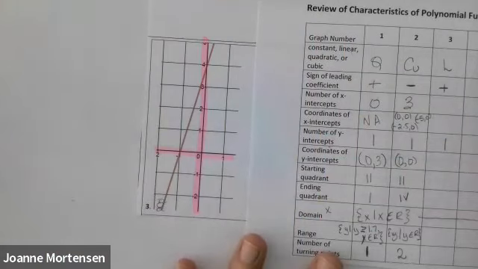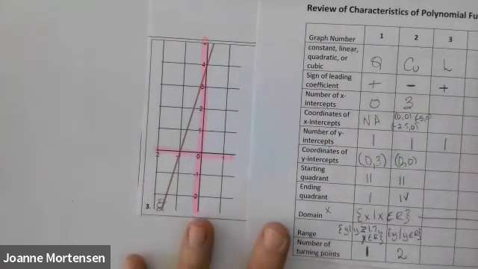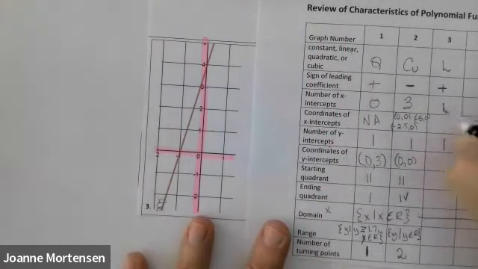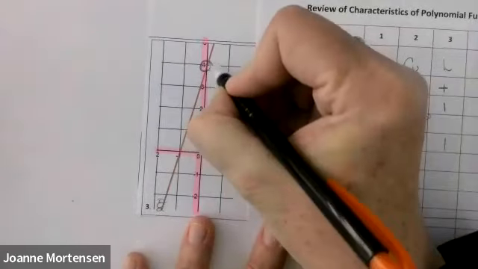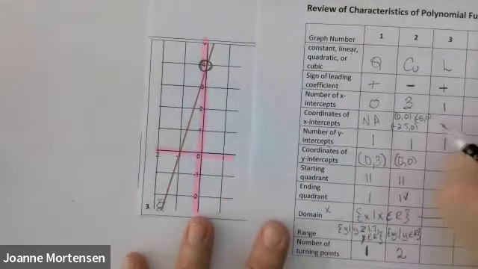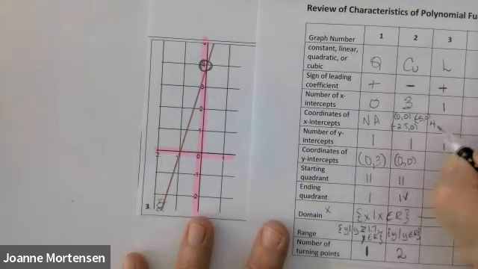Tyrese, how many times did it cross the x-axis? Perfect. That's right there. So that's going to be 4 and 0.